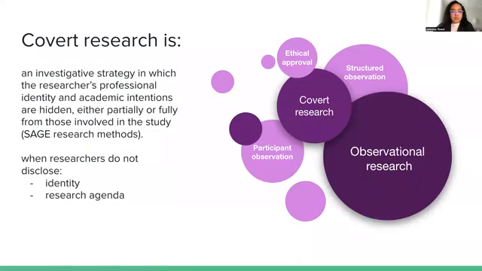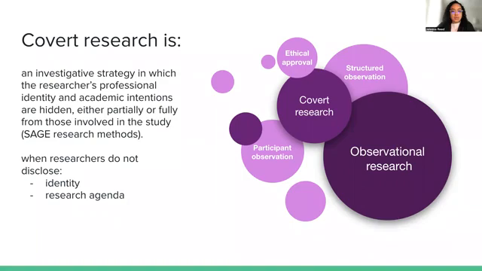Covert research is an investigative strategy in which the researcher's professional identity and academic intentions are hidden, either partially or fully, from those involved in the study. In broader terms, covert research falls under observational research. Other forms of observation, such as structured observation, participant and non-participant observation, and ethical approval are all related to covert research. Covert research has two parts.